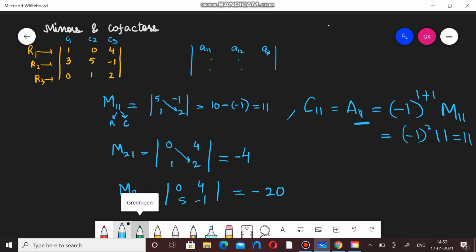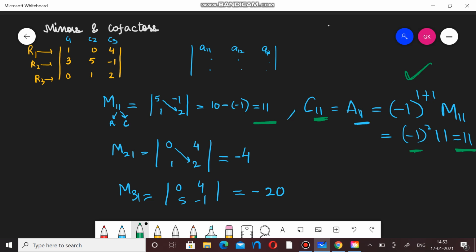So have a look again. Minor was 11 and the cofactor is also 11. What do you have to do? You don't have to do this every time. You only have to do the addition of the prefix. If the addition is coming out to be odd, over here it is even. So if it is even, the sign will not change.